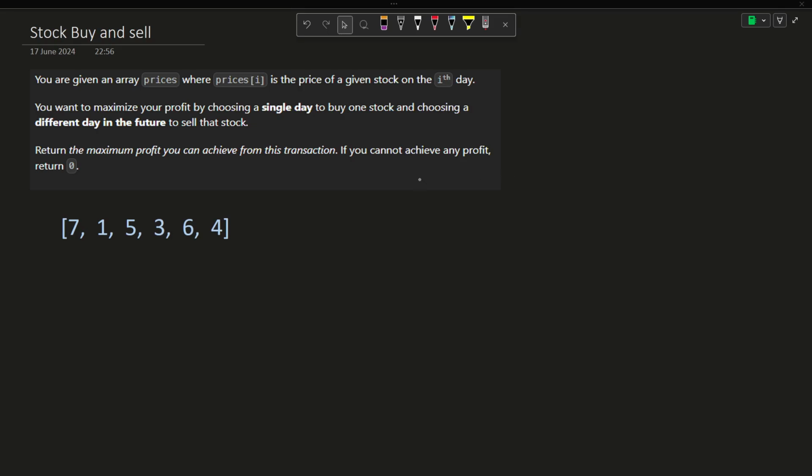Hello everyone. So let's start with another question in the two pointers. This is a very famous question: stock buy and sell. Let's go through this question quickly.